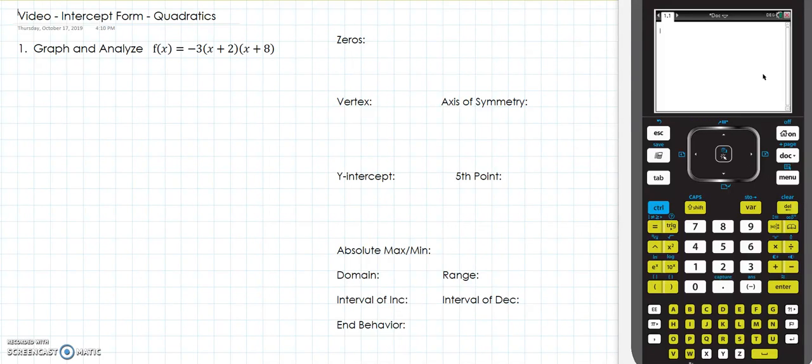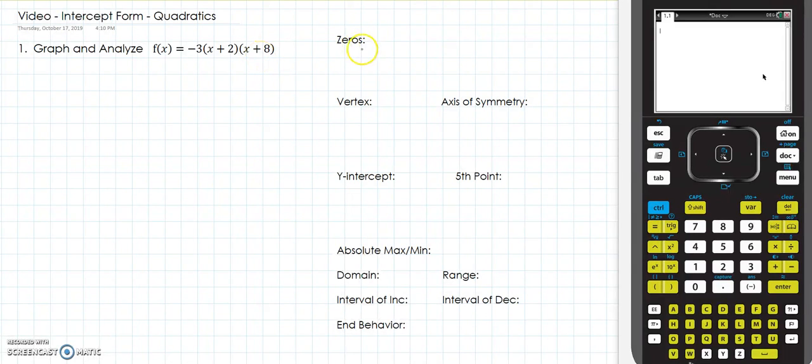Here's graphing in intercept form that we've been practicing in class. So we know it's in intercept form because we have two factors here with x in them, and they right away tell us what the x-intercepts are going to be, or the zeros.